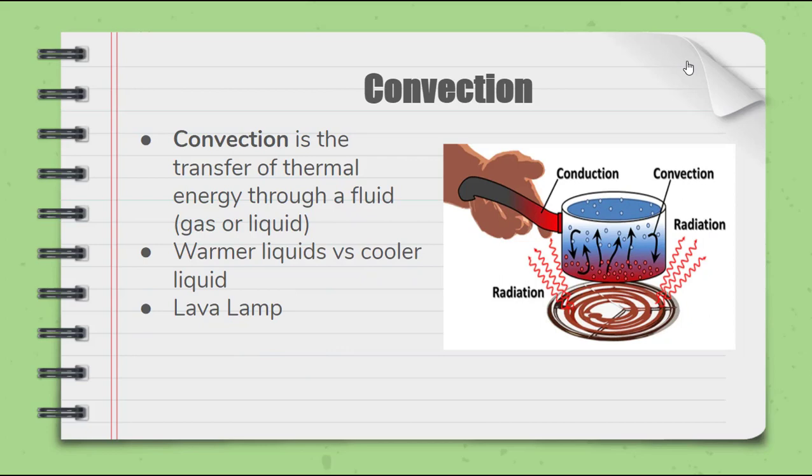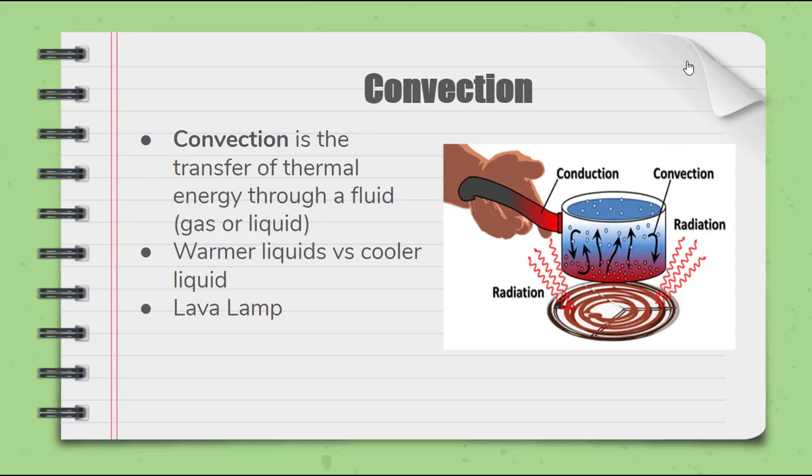Now, convection is the thermal transfer of energy through a fluid, such as gas or liquid. Warmer liquids versus cooler liquids. Warmer liquids would be closer to the bottom of the pan in this particular example, but when those particles warm up, they actually rise to the top. Warmer liquids and gases are less dense, and so they tend to rise to the top. When the particles rise to the top, they're going to cool down because they're not in direct contact with the bottom of the pan that is in contact with the stove.